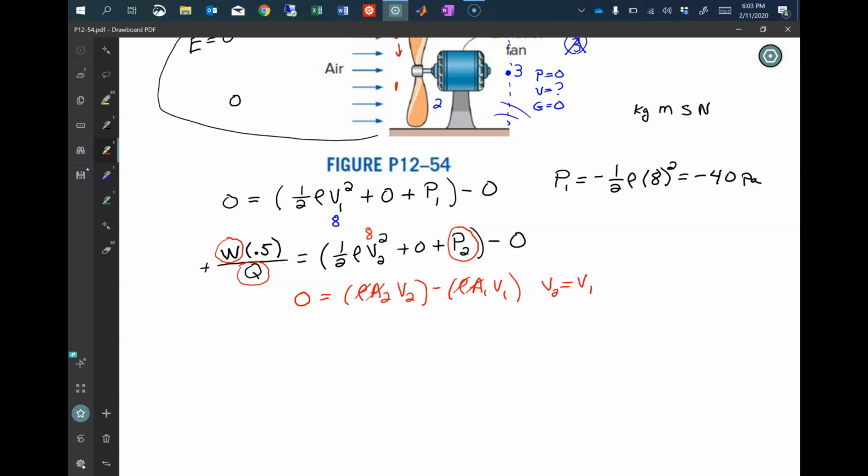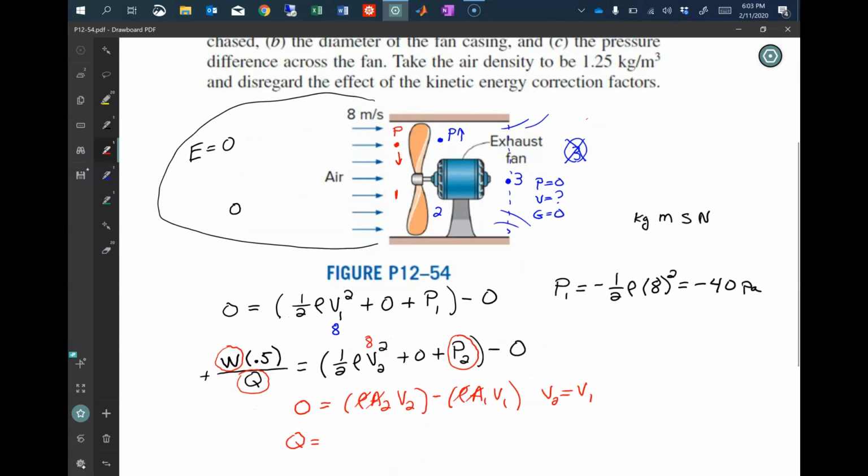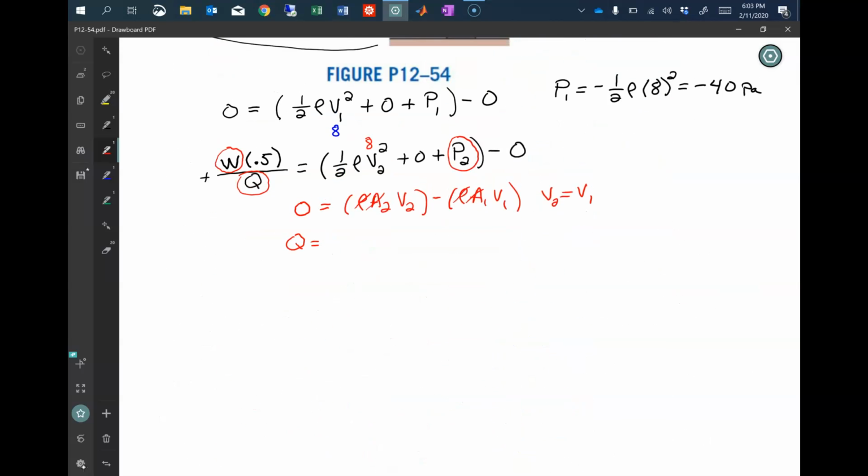So the volume is the total volume per time. So the volume is 2 times 3 times 3, right? 2 times 3 times 3 cubic meters. So that would be 18 cubic meters over 10 minutes.